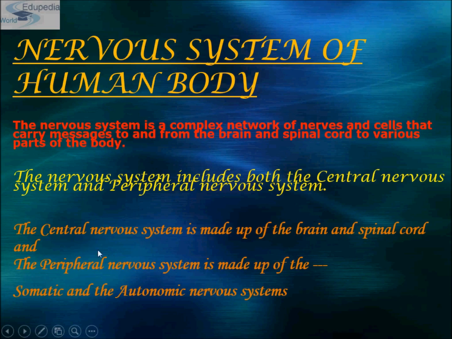Central nervous system is made up of brain and spinal cord, whereas peripheral nervous system is made up of somatic and autonomic nervous system. That means you can say that peripheral nervous system consists of two parts, that is somatic and autonomic nervous system.